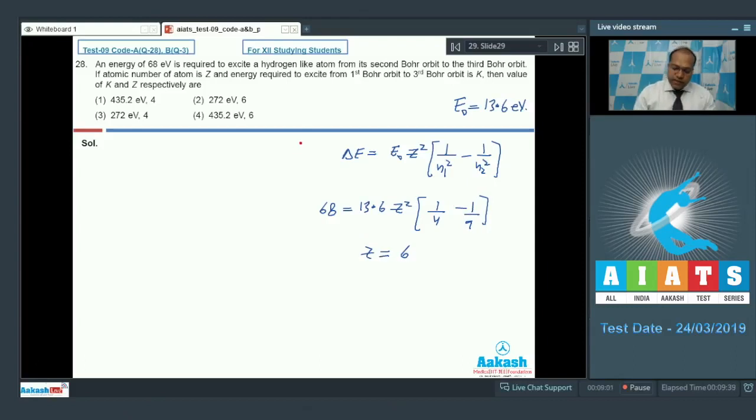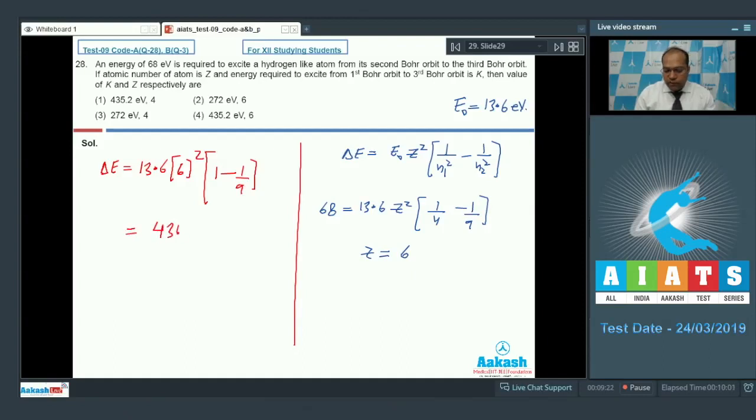And in the second case, delta E required is 13.6 into Z square, that is 6 square, into excitation is from first Bohr orbit to third Bohr orbit, that is 1 minus 1 by 9. So if I solve this, it comes out to be 435.2 electron volt. So option 4 is the correct answer.